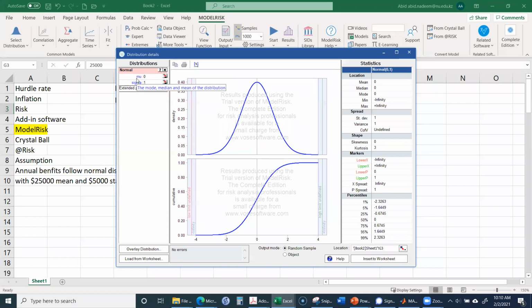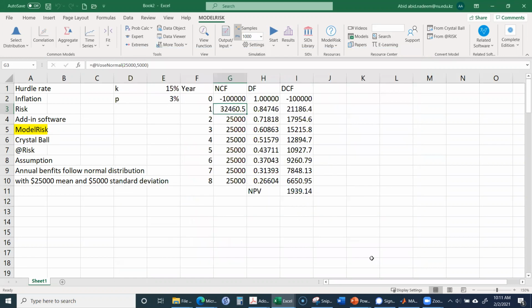In this case, I will provide the values of mu and sigma. Mu is the symbol for the mean value. So the mean value I want to say is 25,000. Okay, 25,000 is the mean value. And sigma is the standard deviation. Standard deviation is say 5,000. Okay, and that's it. Then I will click this button, insert to the worksheet.